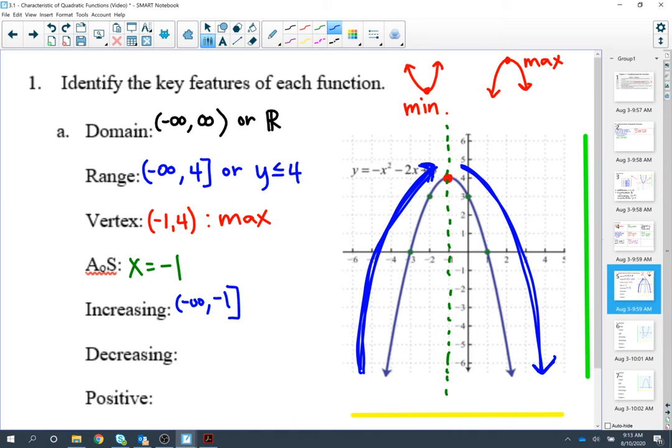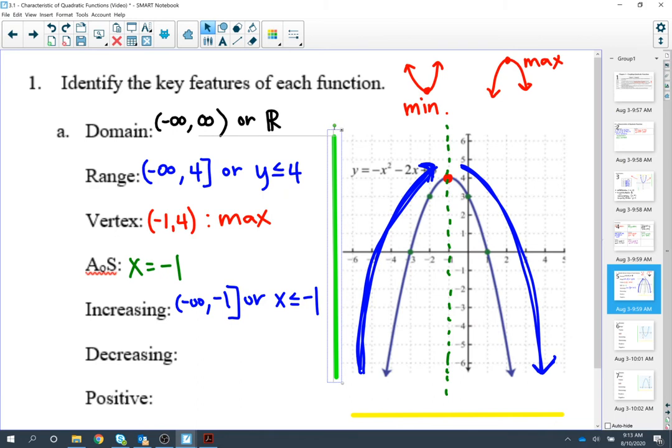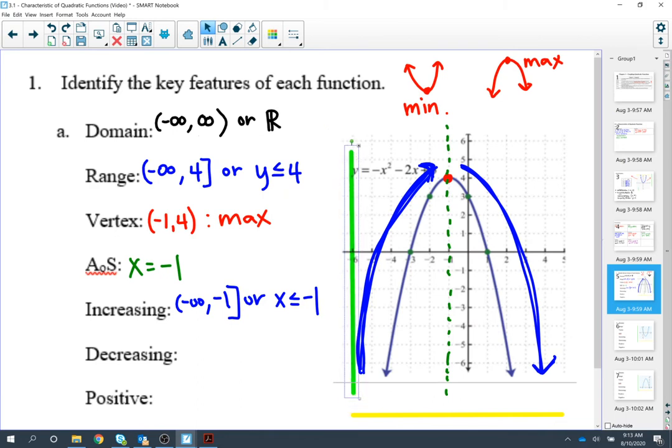Okay, so increasing is this blue line that I have outlined, from negative infinity up to the -1, which means that is when my x value is less than or equal to -1. Meaning if I go grab my highlighter, here's your axis of symmetry. When x is less than the -1, meaning this side of the graph, that side of the graph is traveling up.